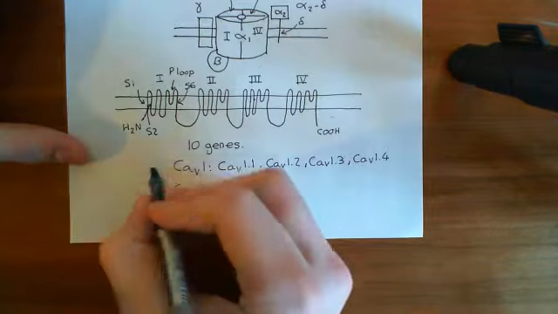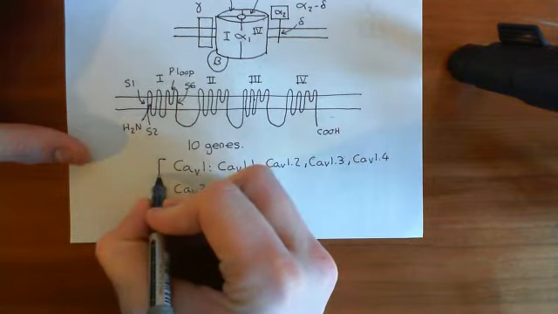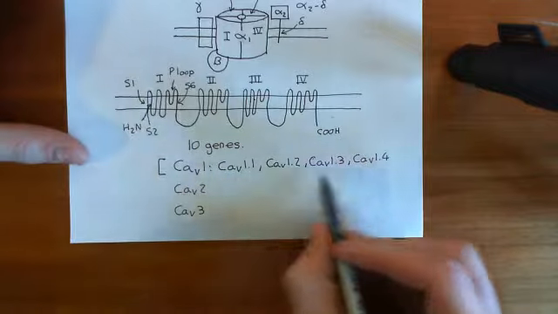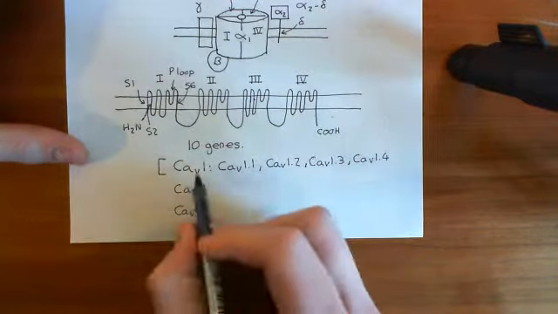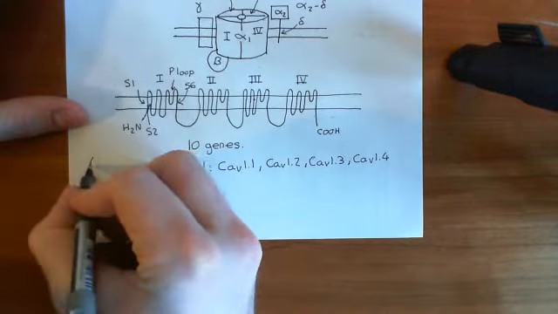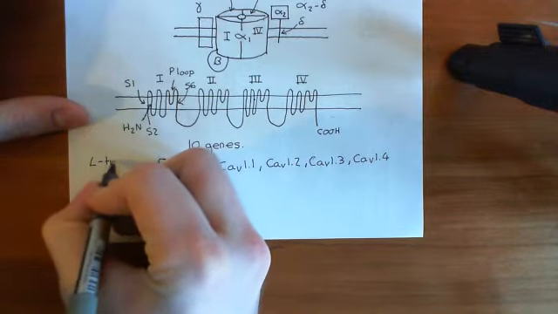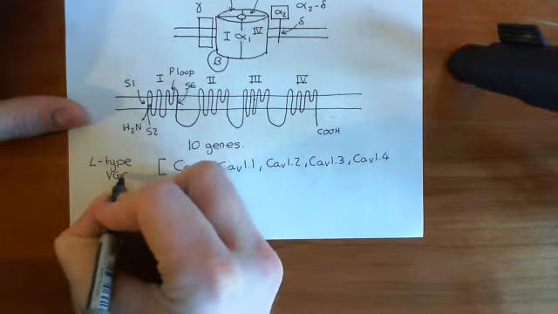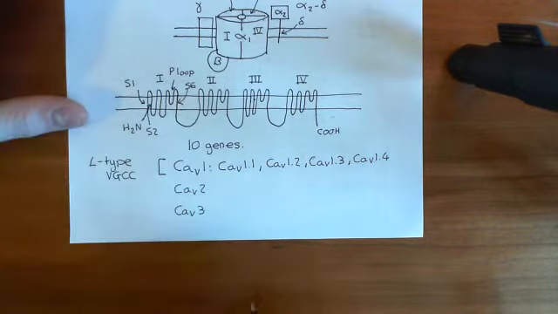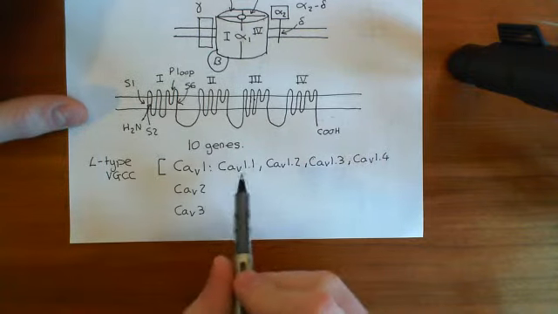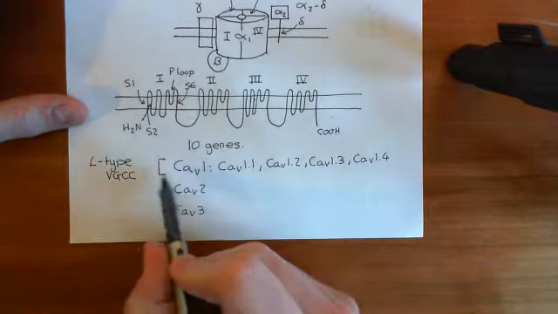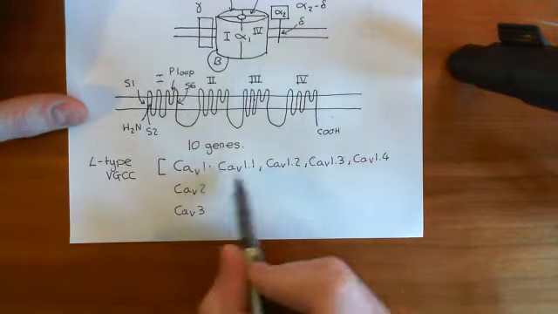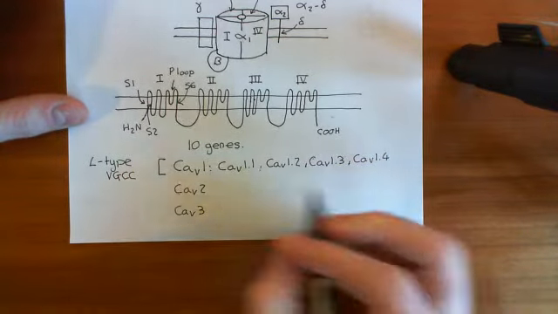Okay, and basically if you make a voltage-gated calcium channel with one of these subunits from the CAV1 family, then your voltage-gated calcium channel is called an L-type voltage-gated calcium channel, an L-type VGCC. Okay, so that is what is meant when people say I'm talking about an L-type voltage-gated calcium channel. They mean that the alpha-1 subunit is within this CAV1 family, and it's one of these 4 genes here.